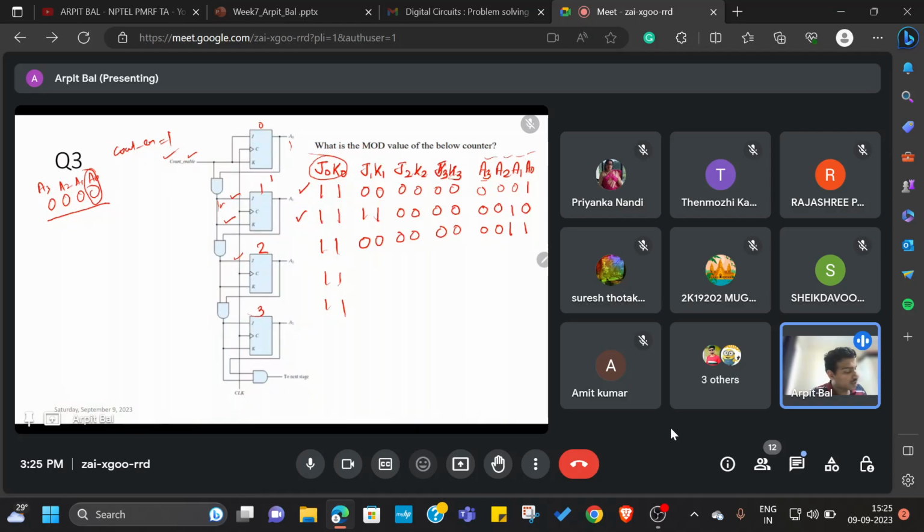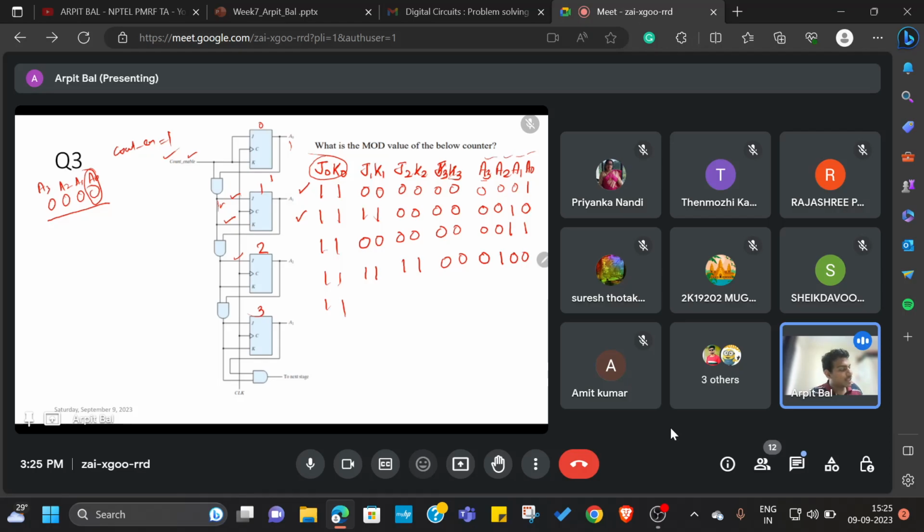Now what about the next state? What will happen to J1 K1 in the next clock? It will be 1 1 now. A0 also. And what about J2 K2? It will also be 1 1. And J3 K3 will remain the same, 0 0. So let us keep J3 K3 the same, and we are going to toggle all the rest of the bits. So 0, if it toggles, it will be 1, and the rest will be 0 0.